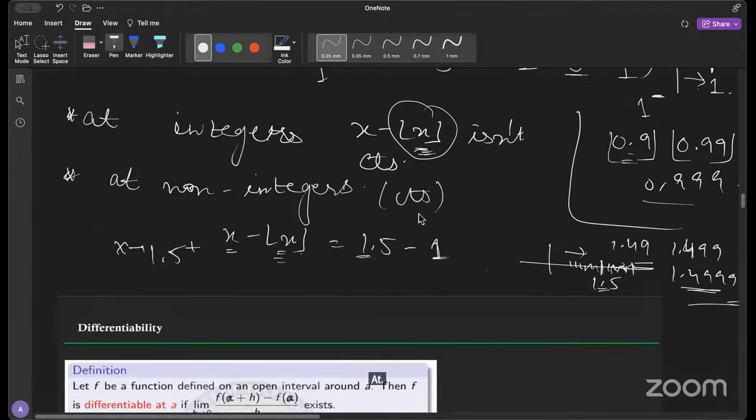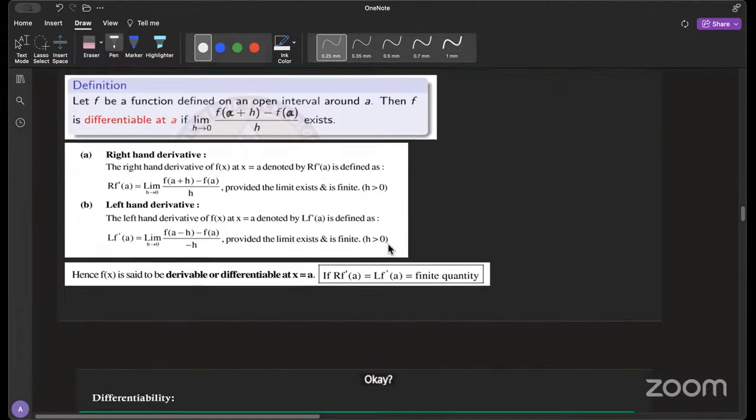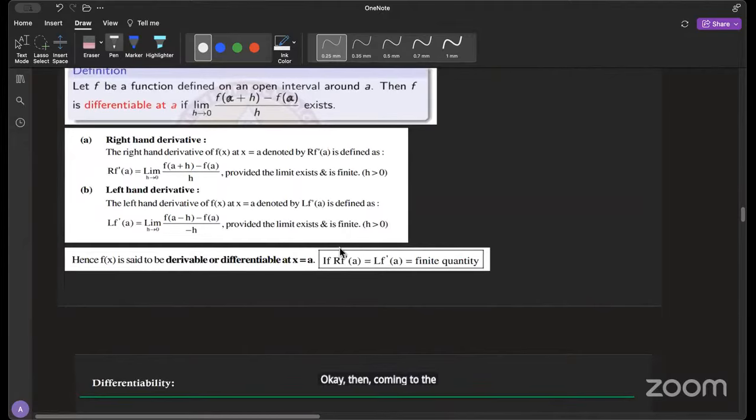At non-integers, this is continuous. This function is continuous. Okay. Then coming to the differentiability part.